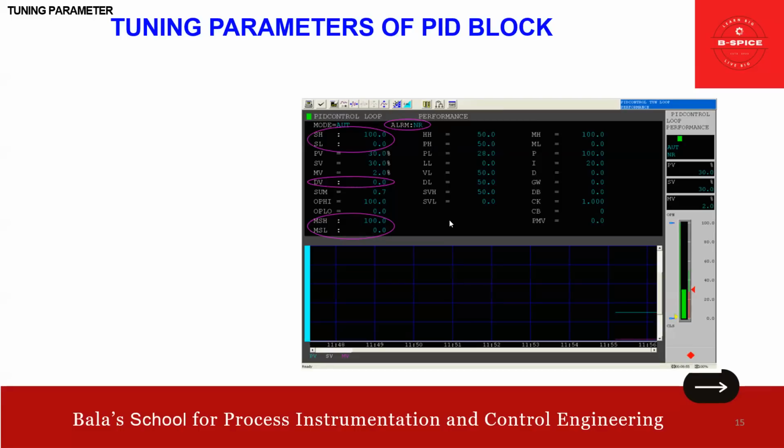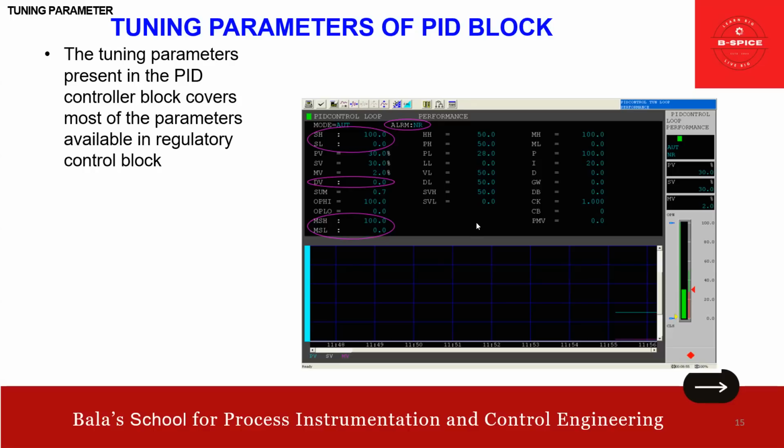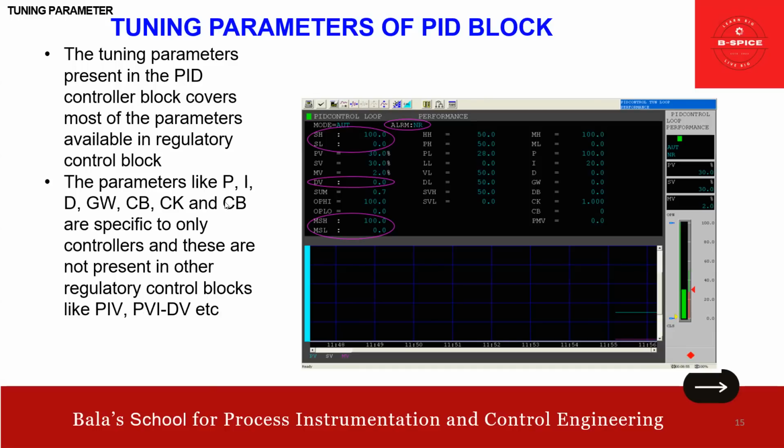Then, very important: deviation count. Tuning parameters of a typical PID block. As I highlighted earlier, the tuning parameters present in the PID controller block cover most of the parameters available in regulatory blocks. Parameters like gap width, CB controller bias, and compensation gain are specific only to this controller, and are not present in other regulatory blocks like PVI, PVI-DV, etc. So that is the point. I hope this is also clear.